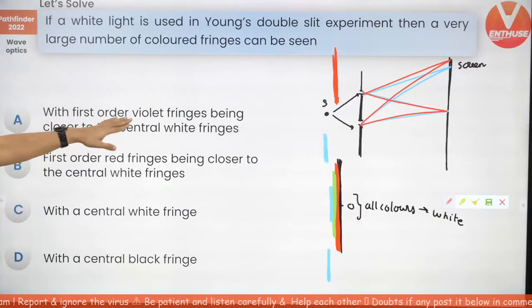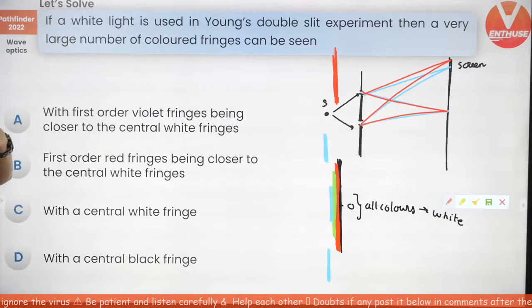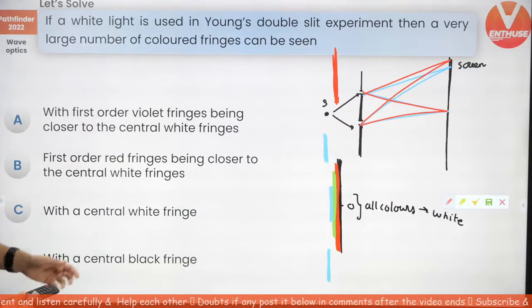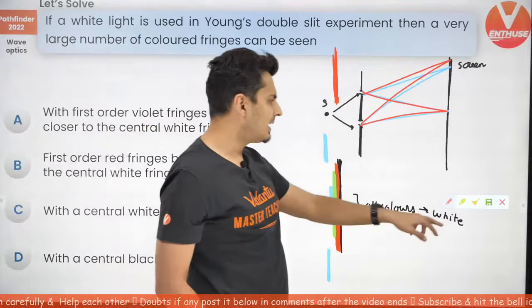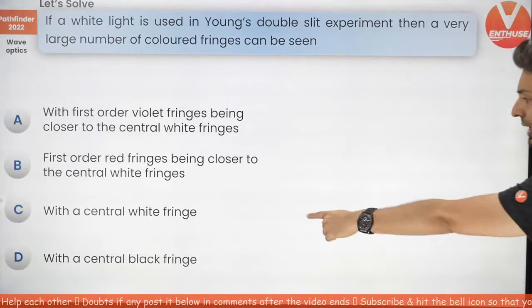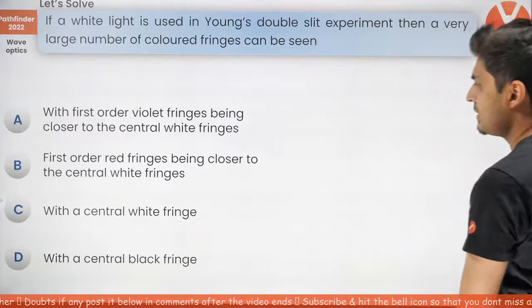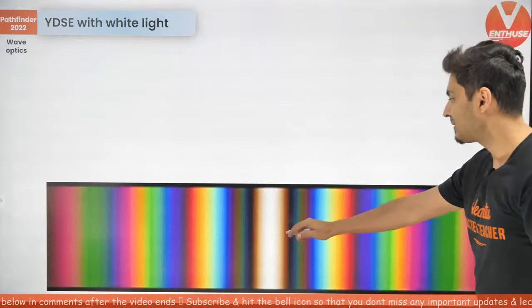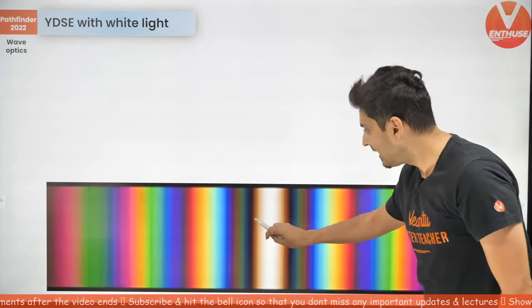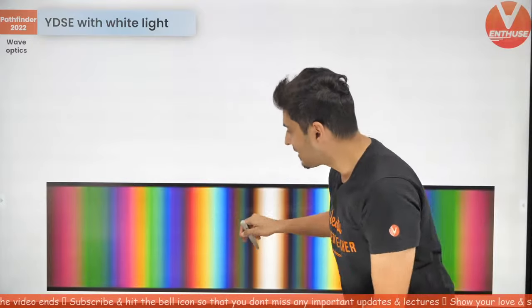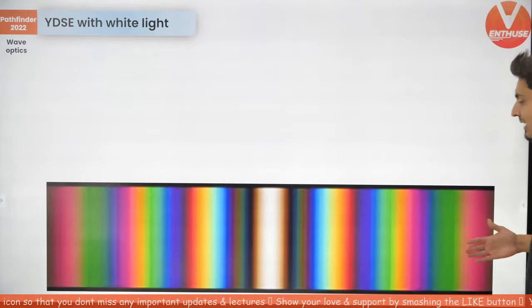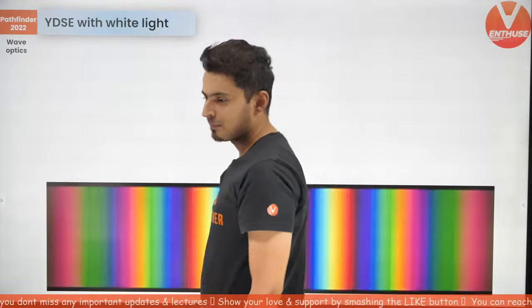So with the first order violet fringe being closer to the central violet, no. The first order red fringe being closer to the central, no. So it's going to be a very weird combination. I think it's going to look like this, a central white fringe. Option C, yes, it's going to be a central white fringe and it will look something like this. Look at this, white, reddish, and then there is a random pattern, but it is very colorful because different colors are mixing at different particular times.